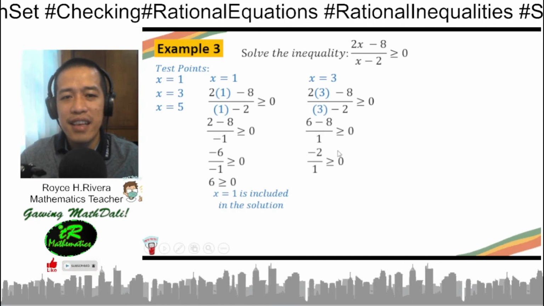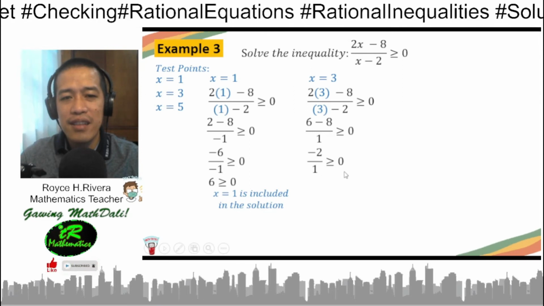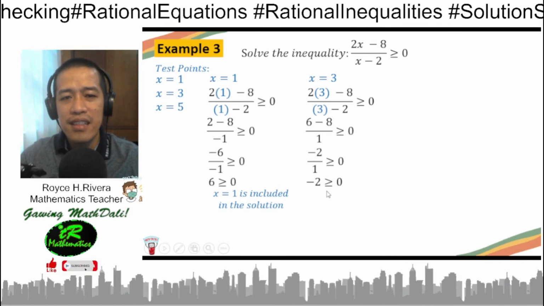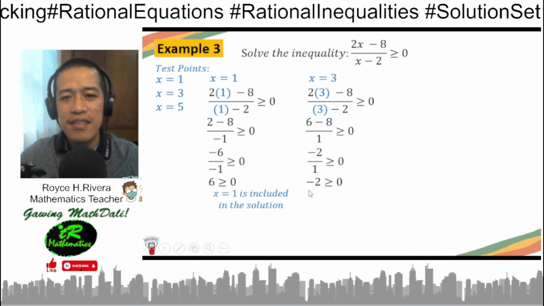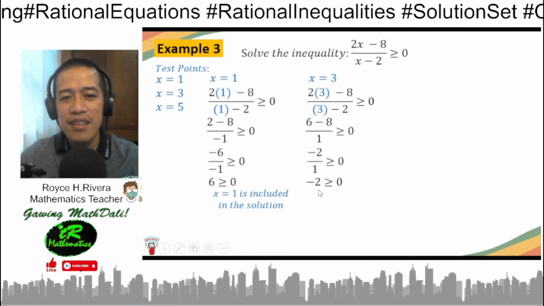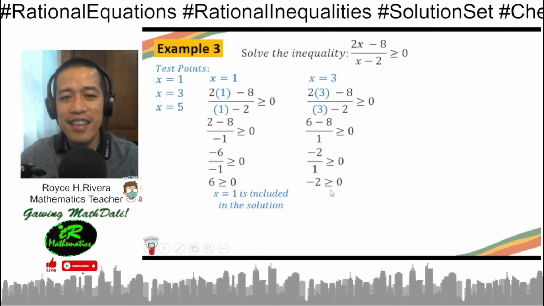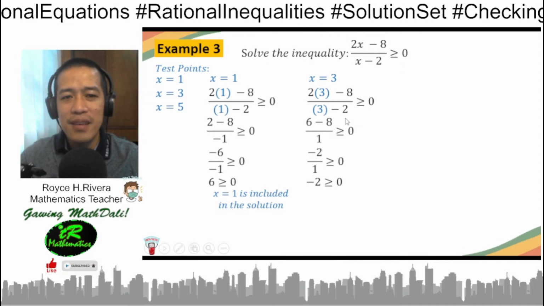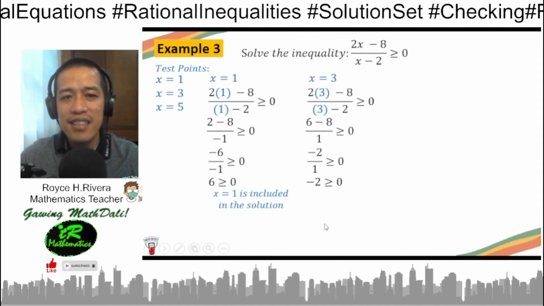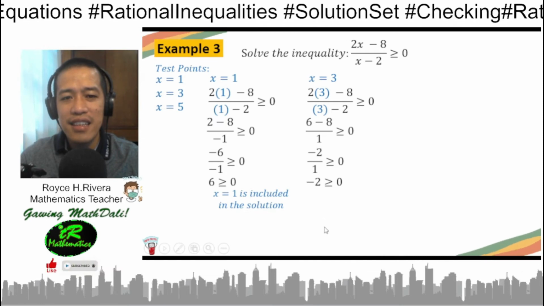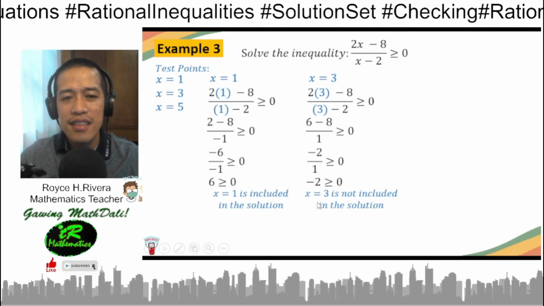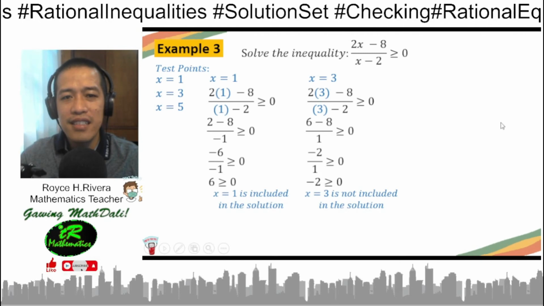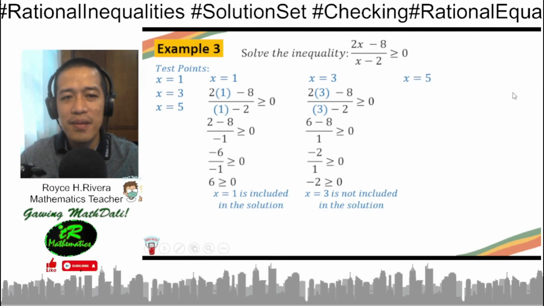Then we will get negative 2 over 1 greater than or equal to 0. Then the ratio is negative 2 greater than or equal to 0. The result, negative 2, is not greater than or equal to 0. Meaning, the value x equals 3 did not satisfy the inequality, and therefore, x equals 3 is not included in the solution. Last test point, we have x equals 5.